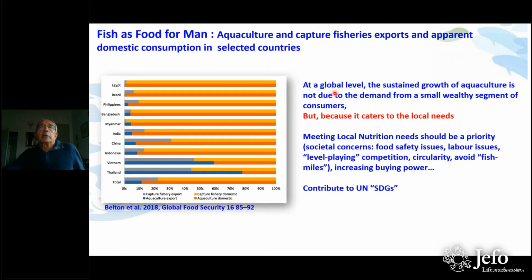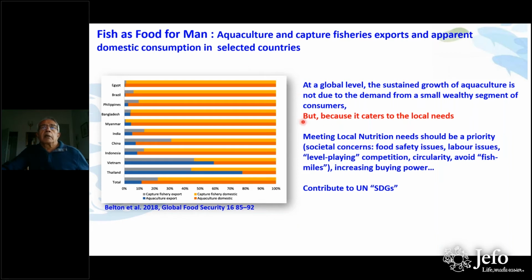As I said, fish production is as food for man. Both aquaculture and capture fisheries are contributing towards this. This is the only food sector where you have capture and culture compete against each other or complement each other. There is a study made by some colleagues from Stirling, UK, on domestic consumption in selected countries and the exports.